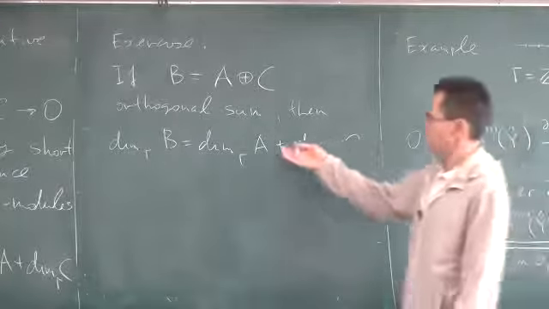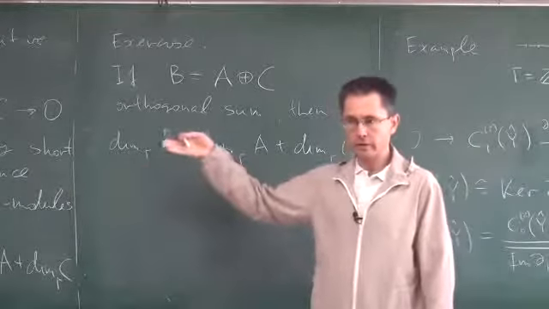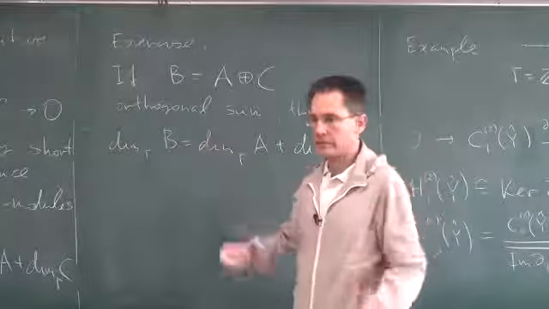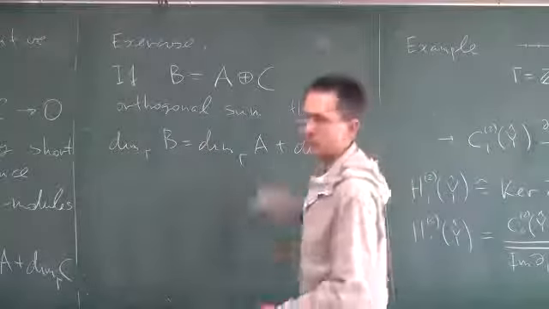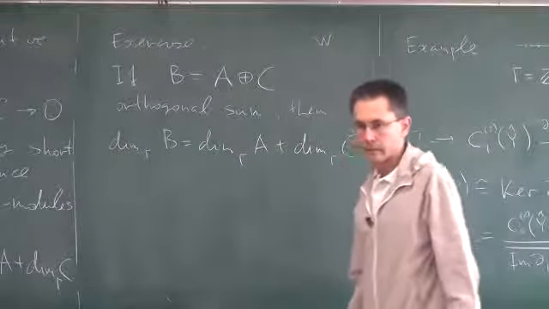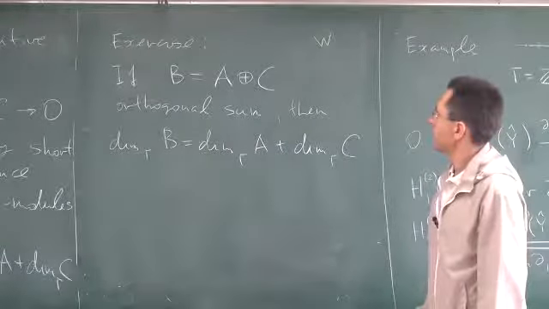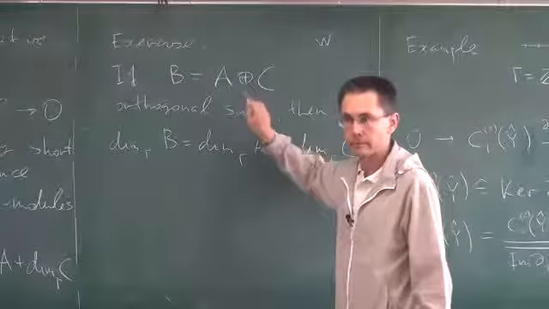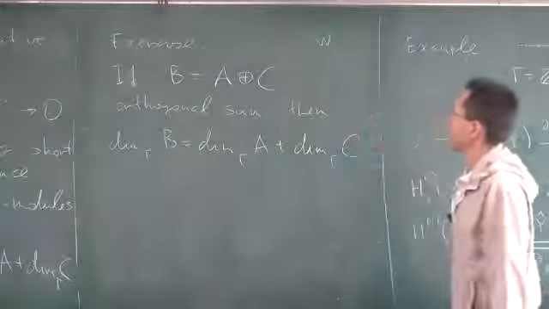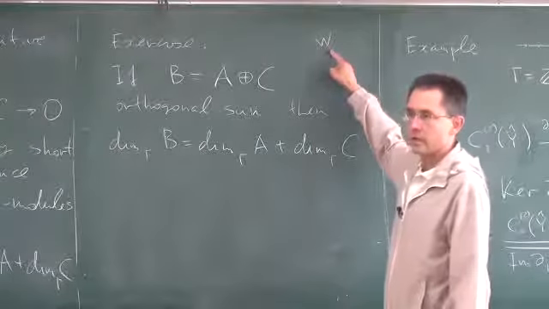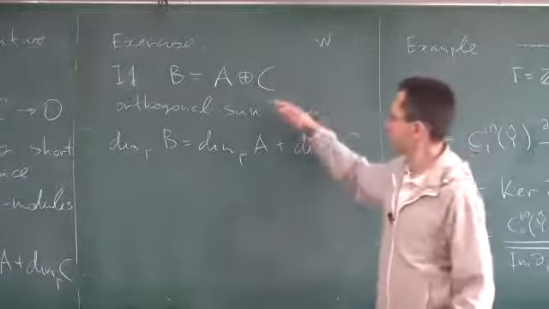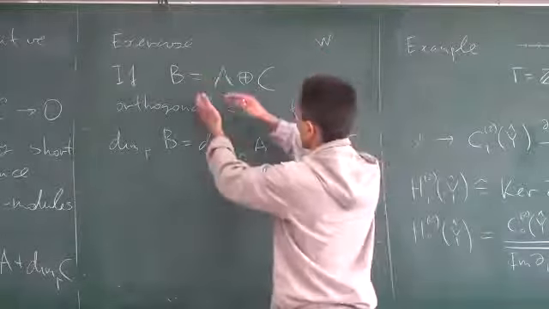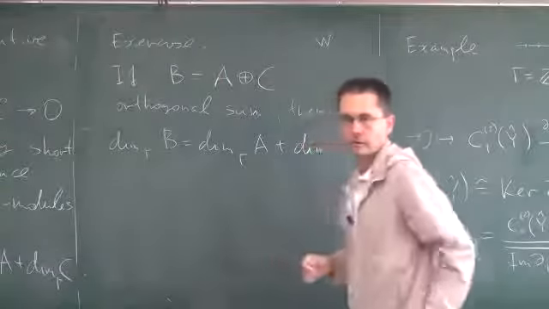I suggest that you prove this using the definition that I gave. The definition was what? We assume that there is some ambient space W that contains all this. You can take this ambient space in this case to be this sum. Then you pick a basis for this W, and you project that basis into A, into C, and into the whole thing.